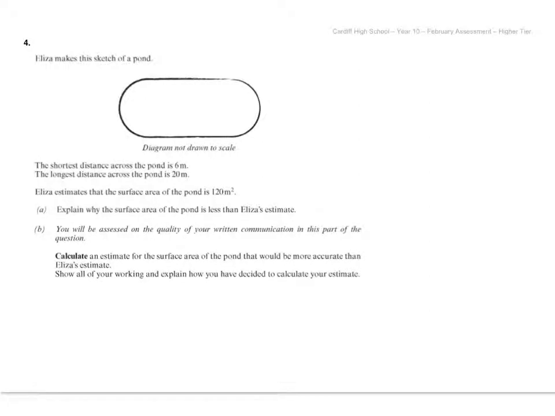Okay, so here we've got a sketch of a pond, which is essentially made up of two semicircles at either end and a rectangle in the middle. So first of all, as we know that the shortest distance across is 6, and the longest distance across, so all the way from one end to the other, is 20, we're asked to explain why the surface area is going to be less than the 120 that she estimated.